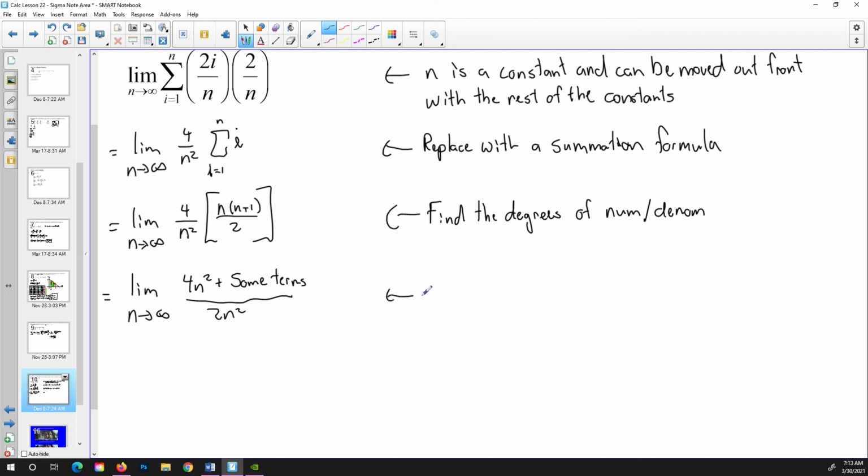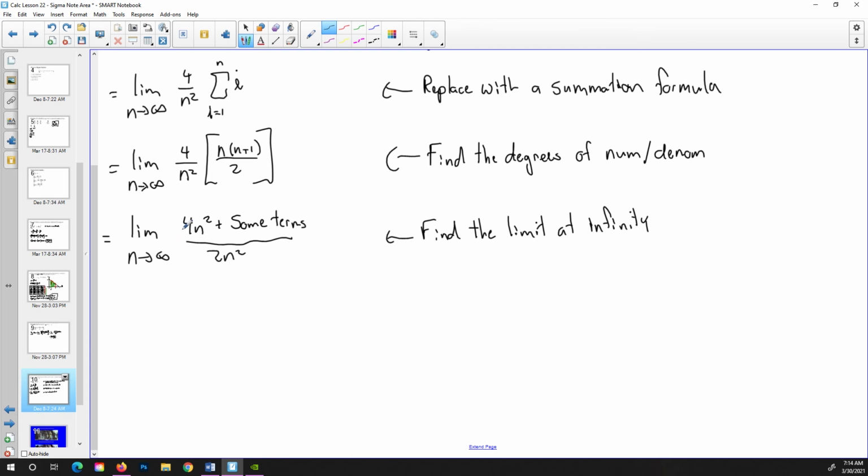So here I'm going to find the limit at infinity. And because the degree of the numerator and the degree of the denominator are equal, the way that we find that limit is just to again compare the leading coefficients. So that limit will be 4 over 2, which will just be 2.